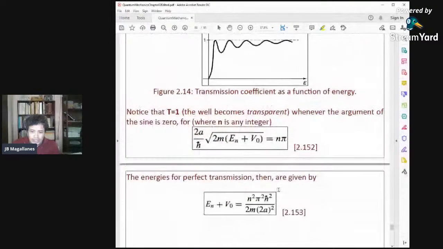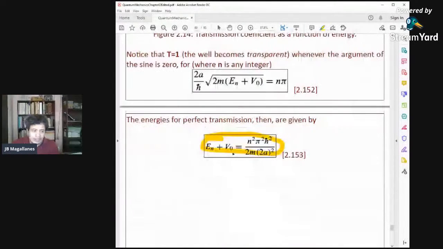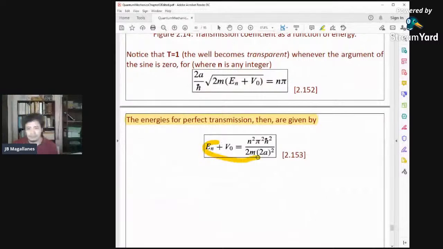And so if you transform this, you can get your energies to be equal to that. E_n is equal to n squared pi squared h bar squared over 2m times (2a) squared, minus V sub 0. That's your E_n. So this is the energy for perfect transmission, meaning all the incident waves have passed through the barrier.